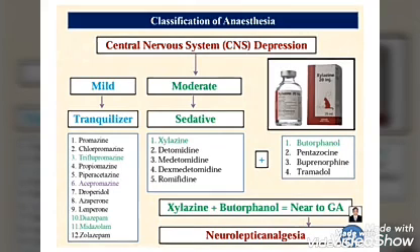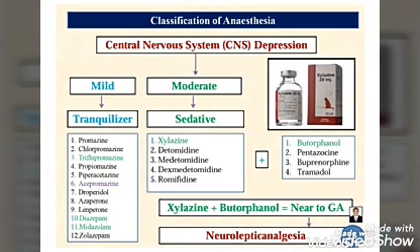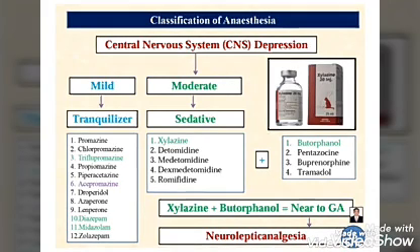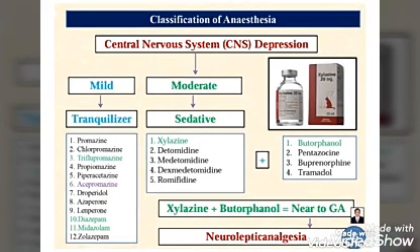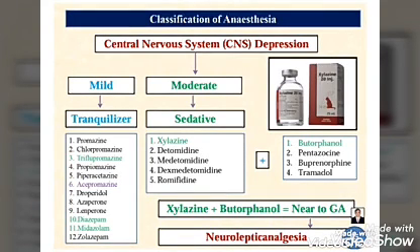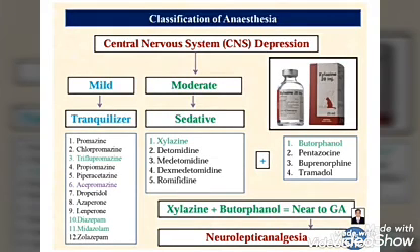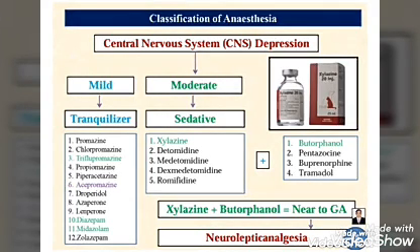The next one is moderate depression of the central nervous system's activity of the brain. It is achieved by using sedative drugs like xylazine, detomidine, medetomidine and dexmedetomidine. Out of these four drugs, xylazine and dexmedetomidine are available in the Indian market, and xylazine is most commonly used in veterinary practice, while dexmedetomidine is most commonly used in human beings, but this drug has also been introduced in veterinary practice.